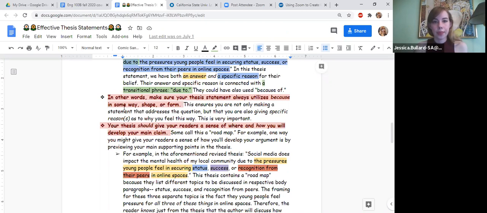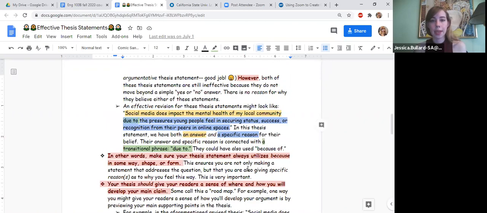Now, basically make sure that when you utilize because, you are following it with a reason. Don't just restate the answer. So for example, if this person had said, social media does impact the mental health of my local community because the community's mental health has been damaged by social media, right? That's just restating the same thing in different words. Does that make sense? Although I guess that the word damage would imply it's negative, but it's not telling me anything specifically. It's basically just restating that same thing.